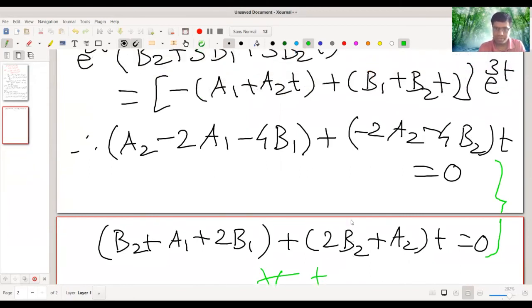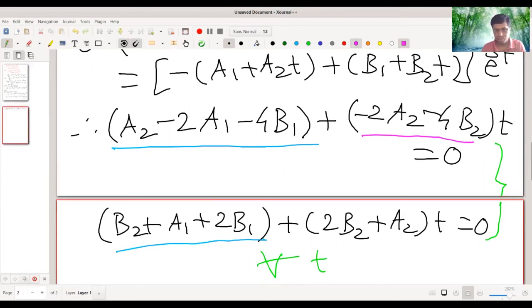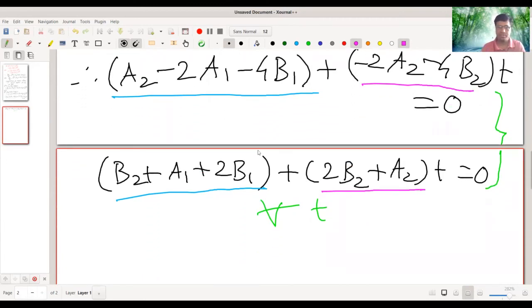For example, that means we must have these terms 0. This is equal to 0 and this is equal to 0. Similarly, we can equate the next term, that is the coefficient of t, to 0. If this expression in t is 0 for all t, then these two things must be 0. Okay. So we get 4 equations.